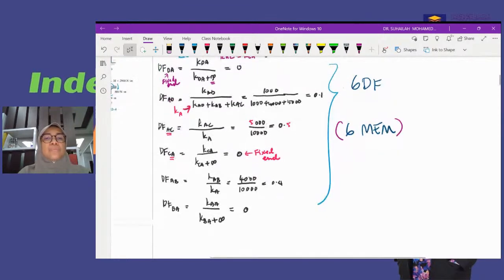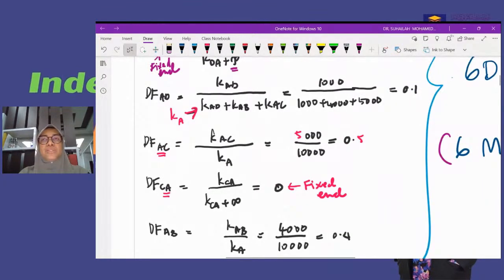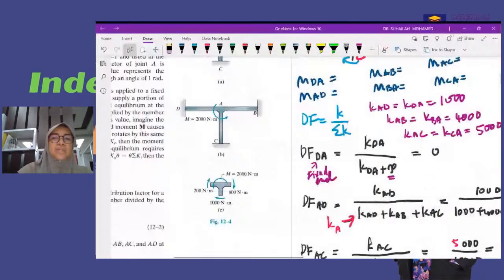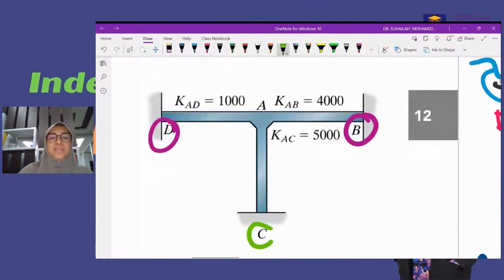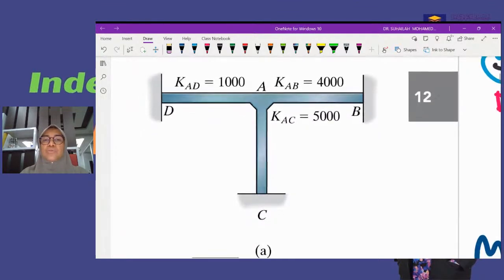Since there are 3 zero values, which refer to the far ends fixed at B, fixed at C, and fixed at D, all these distribution factors are 0. So the values for DFAB, DFAC, DFAD are 0.4, 0.5, and 0.1.